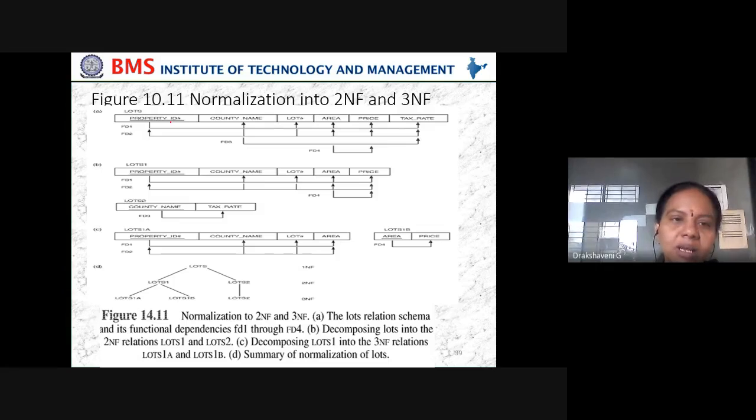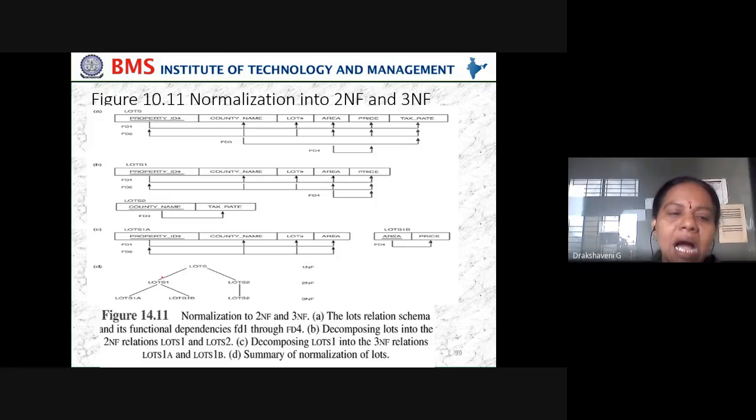One more table, that is lots. So here property ID, country name, lot 1, area, price, and tax rates. So instead of writing like this, where all these functional dependencies are not completely or fully dependent, we divide it into lot 1, lot 2, and lot 1A, 1A and 1B. So like this we can divide them. Then we can say that these tables are in first NF. That's what you can see in this diagram, lots present in first NF.